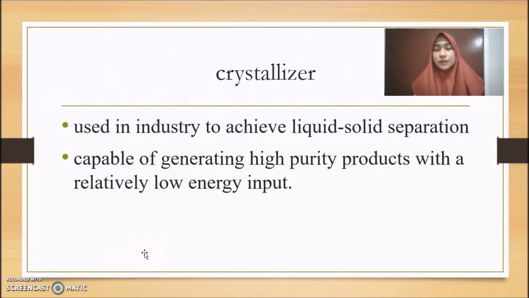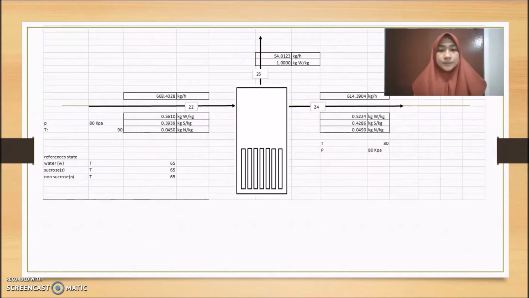The crystallizer is one of the most important processes in sugar processing. Crystallizers are used in industry to achieve liquid-solid separations to remove unwanted substances. This crystallizer is capable of generating high purity product with a relatively low energy input. Okay, and this is our crystallizer.